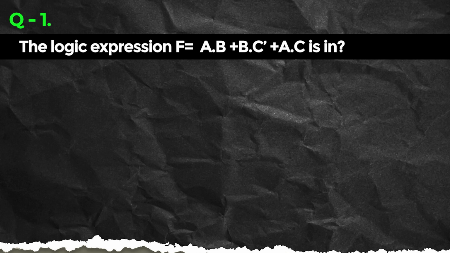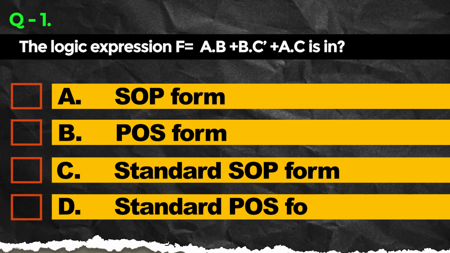The first review question. The logic expression f is equal to A dot B plus B dot C bar plus AC is in which form? SOP form, POS form, standard SOP form or standard POS form. So we know that when a Boolean function is in standard form, all the min terms or max terms should have all the variables. So we have seen that it is a 3 variable function, but in all the terms, the min terms, all the 3 variables are not present. Therefore, we can say that this is in sum of product form, that is the option A.